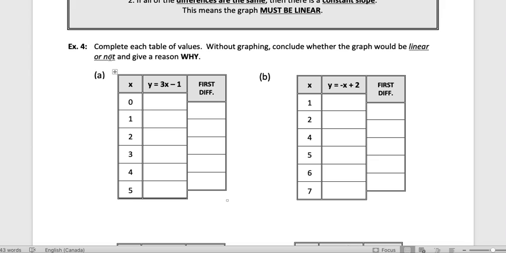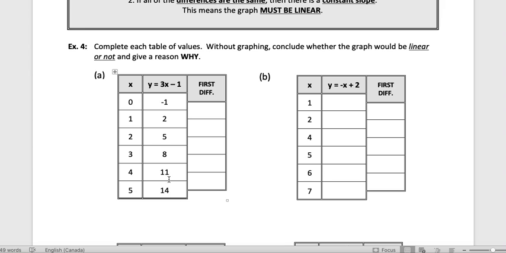If we sub in and solve, remember we are replacing our x in our equation with what x is for our first coordinate. So 3 times 0 is 0, minus 1 is negative 1. 3 times 1, sorry, is 3, minus 1 is 2. 3 times 2 is 6, minus 1 is 5. 3 times 3 is 9, minus 1 is 8. 3 times 4 is 12, minus 1 is 11. And 3 times 5 is 15, minus 1 is 14.